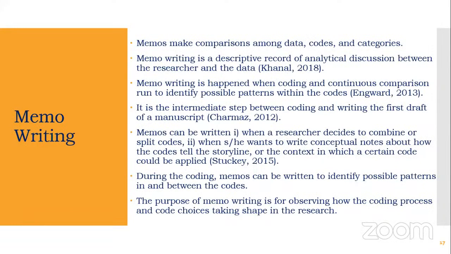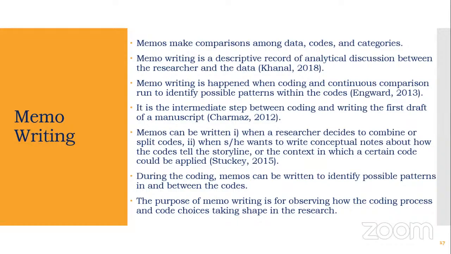So memo writing makes comparison among the data, codes, and categories. It's a descriptive record of analytical discussion between the researcher and the data. Memo writing happens when coding and continuous comparison run to identify possible patterns within the codes. It's the intermediate step between coding and writing the first draft of a manuscript.